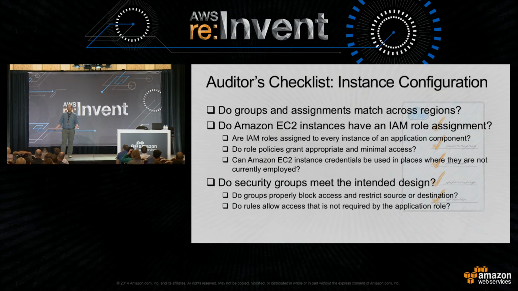So, okay, going back to auditing, what are we looking for? Do your groups and assignments of roles match across your regions? And if you have role assignments, what are the policies that are assigned to those roles? How much access are you giving each of your instances? Also, overall, do your security groups meet the intended design? So there are a bunch of different ways that you could do this. And from our perspective, the goal is to make sure that the intended design is met without giving more access than you actually want.